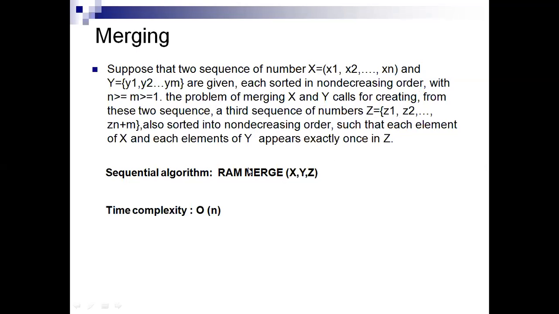So this merging is performed when we have two sorted arrays, a and b, or x and y, and we merge them into a third array. See here, first we have some elements. Okay, I am taking one example.